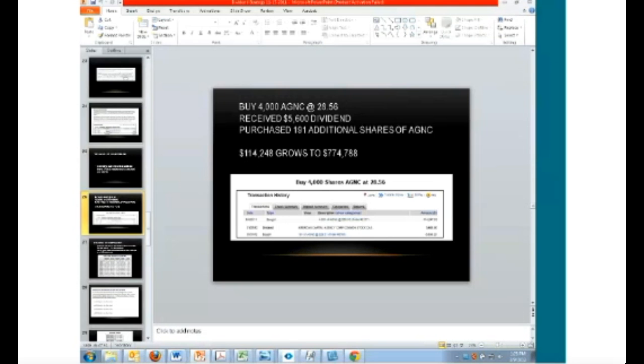It cost $114,248 to purchase these 4,000 shares. That's after commission. So I did a study based on that initial investment of what the dividends would produce over a 10-year period by compounding the returns by reinvesting the cash dividends in additional shares of stock.